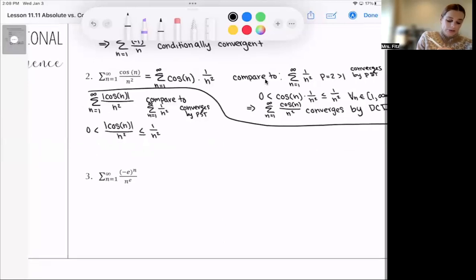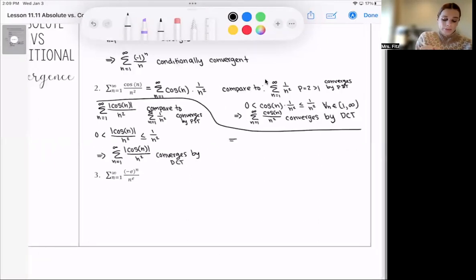So therefore, the sum from n equals 1 to infinity of the absolute value of cosine of n over n squared converges by direct comparison test. And so therefore, the sum from n equals 1 to infinity of cosine of n over n squared is absolutely convergent.